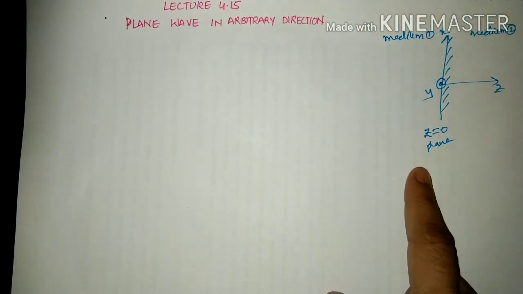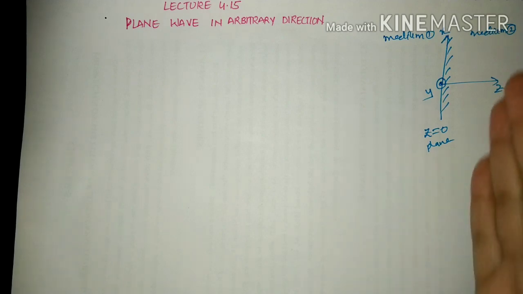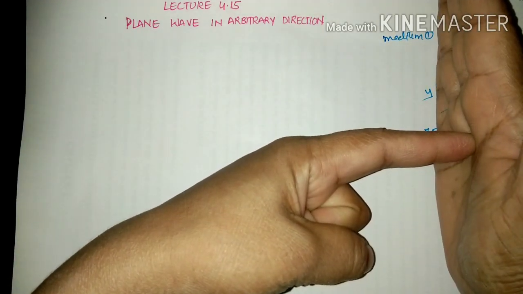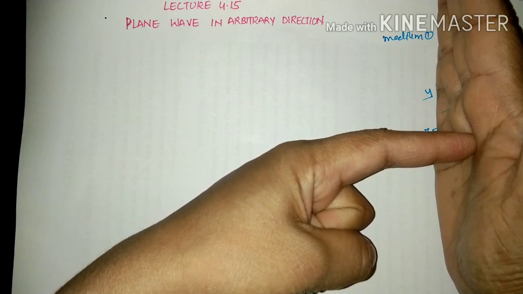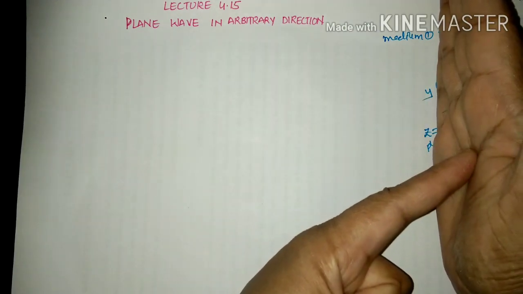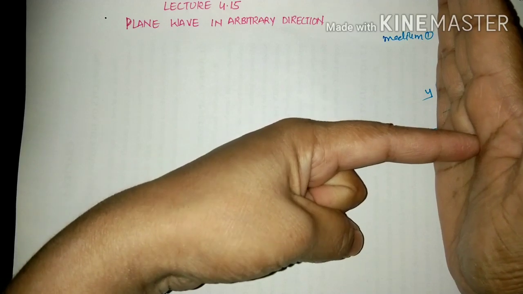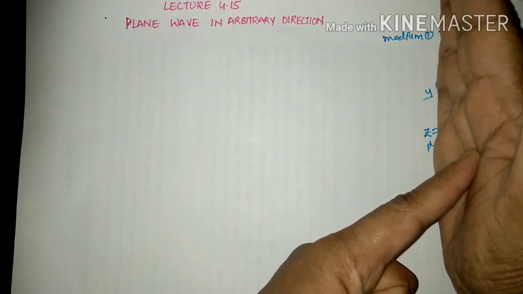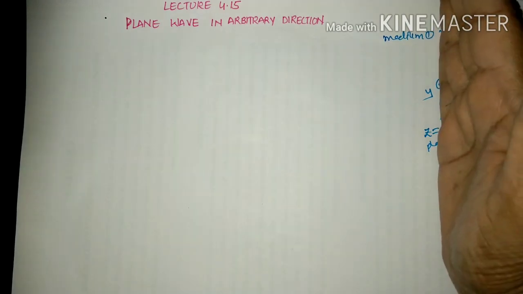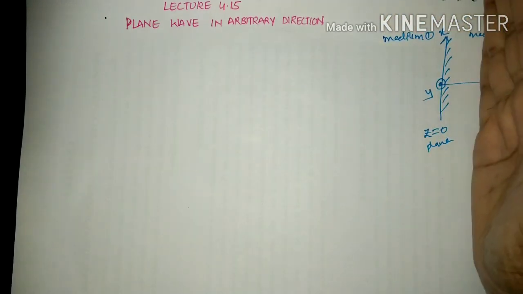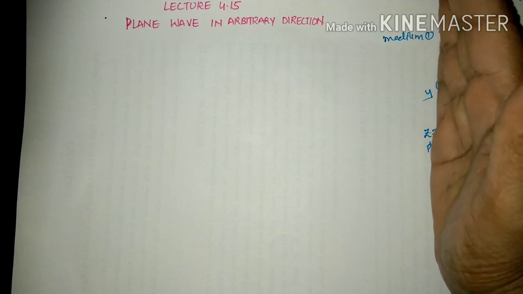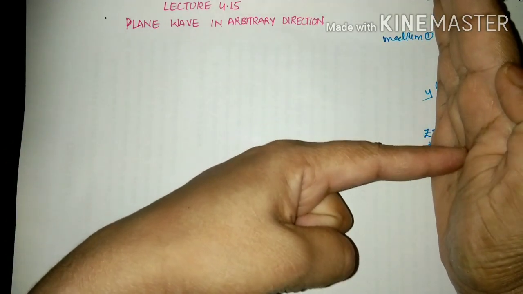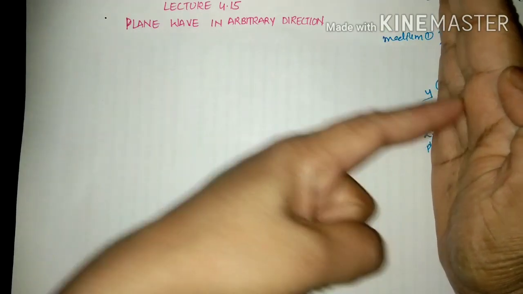Here we have defined two cases. The first case is when the wave is incident normal to the interface, and the second case is when the wave is incident at some angle. The first case is called normal incidence of the wave. The second case is called oblique incidence of the wave. Since the xy plane separates medium 1 from medium 2, for the wave to be normally incident to the interface, the wave must travel along the z direction.